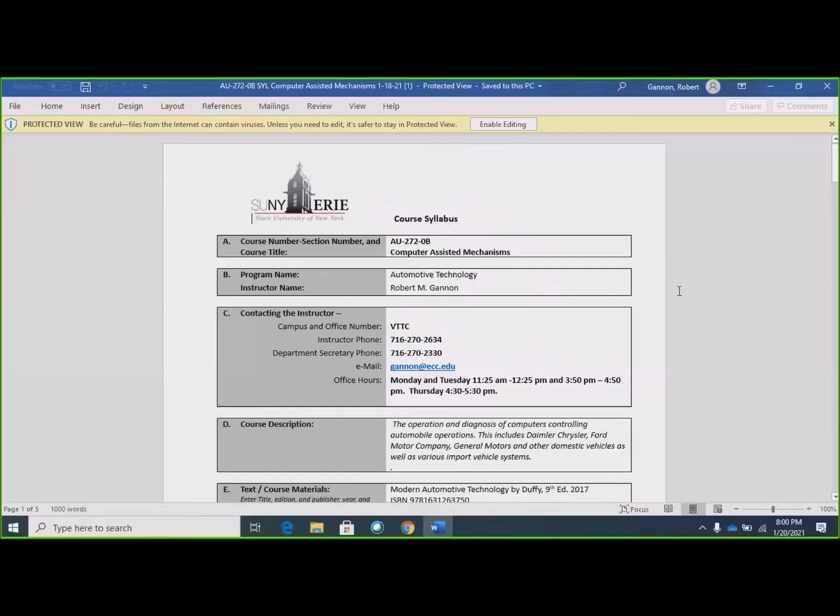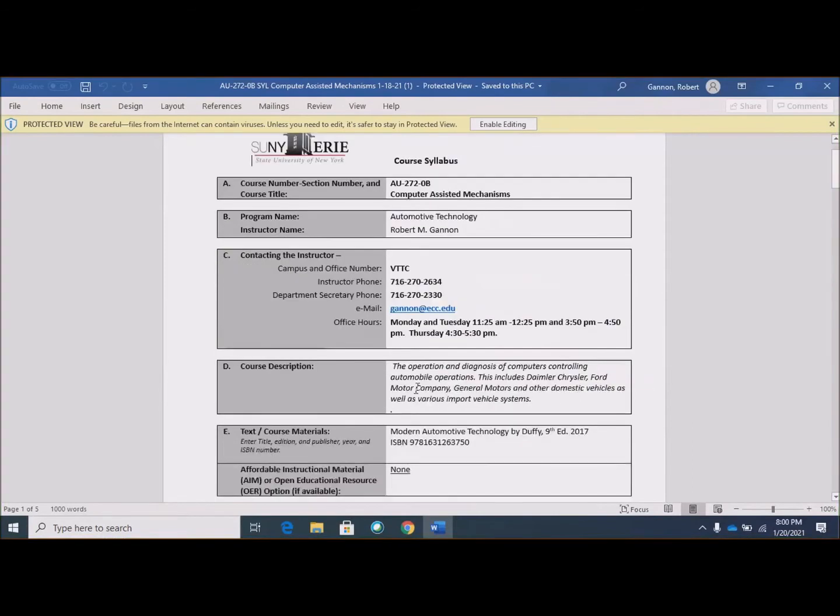So if we go back to the syllabus, the actual description of the course is the operation and diagnosis of computers controlling automobile operations. Includes, well, I got to take that word out. It's no longer called Daimler Chrysler. Ford, General Motors, other domestic, as well as various import vehicle systems. And here's what you're going to find. For the most part, if you learn about an accelerator pedal position sensor, we'll just stick with that theme, on a GM, you'll find it's pretty much the same piece of hardware on a Kia.